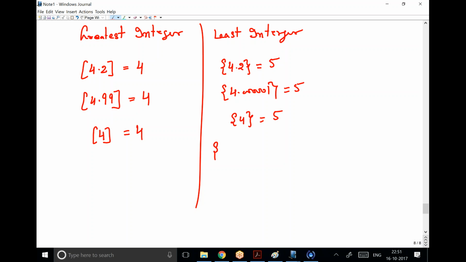And if I take a negative term, 4.99, it is given to us as minus 4.99, and we are looking for the least integer function, which is greater than or equal to the number, so it becomes minus 4, not 5, right? Because if you see on the number line, minus 4 is a greater number compared to minus 4.99.